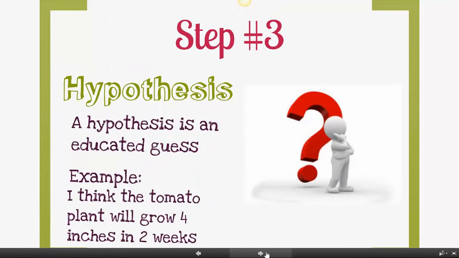Step number 3 is the hypothesis. I know that's a really big word, but a hypothesis is an educated guess, and that's all it is. If we have a question about something, then we might come up with a hypothesis, which is a guess, like how tall do we think plants will grow in 2 weeks? We could say, I think a tomato plant will grow half a meter in 2 weeks.